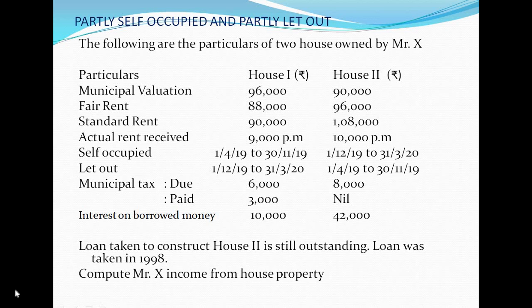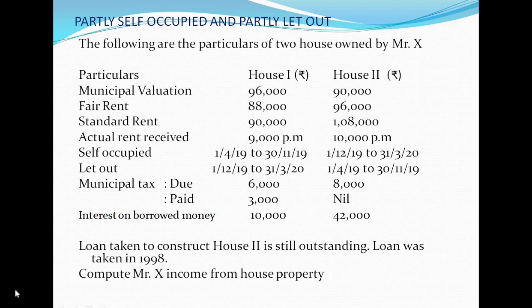Hello everyone. Under this problem, you're going to see how to treat a house which is partly self-occupied and partly let out. If you go back to the previous video which we have seen, if any house is partly self-occupied and partly let out during a financial year or during a previous year, it will be taken as being let out throughout the year. So let us look at the problem here.